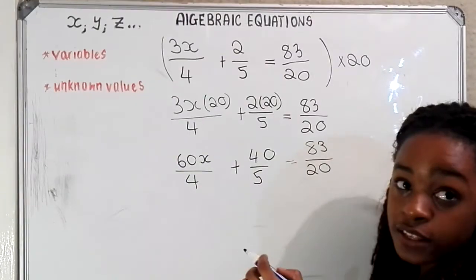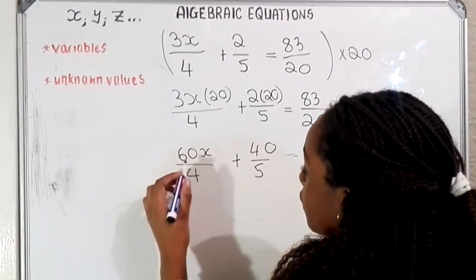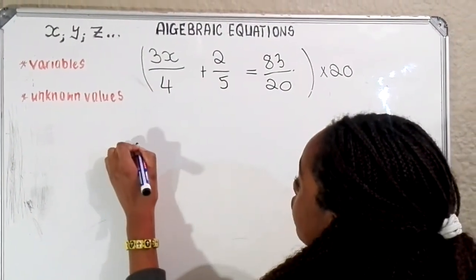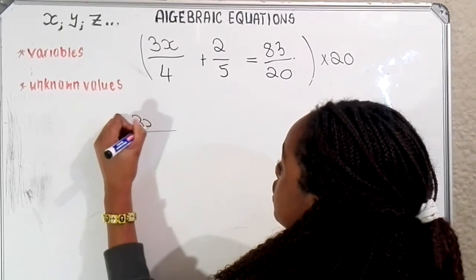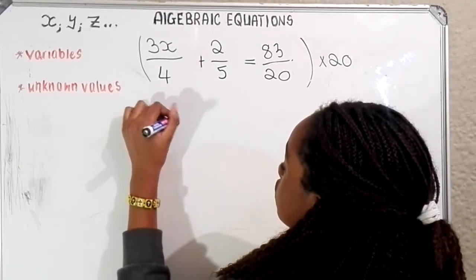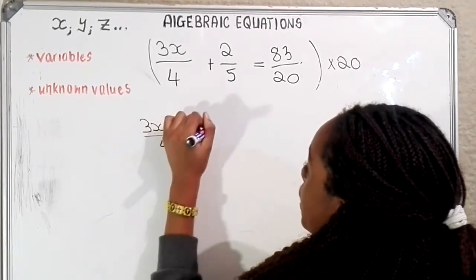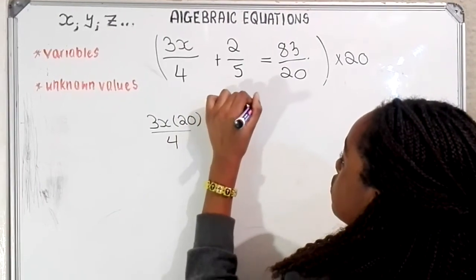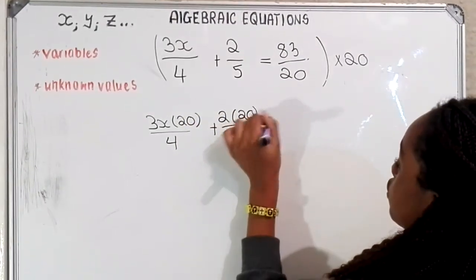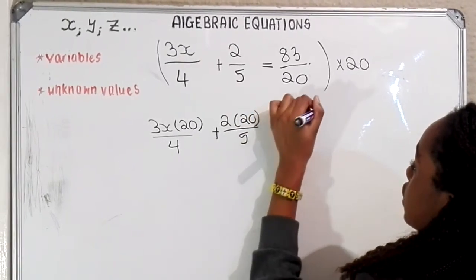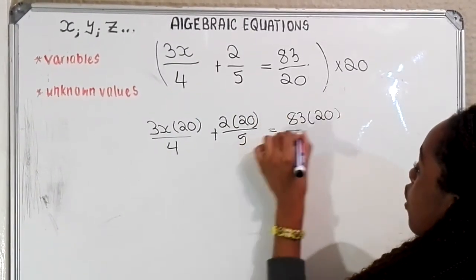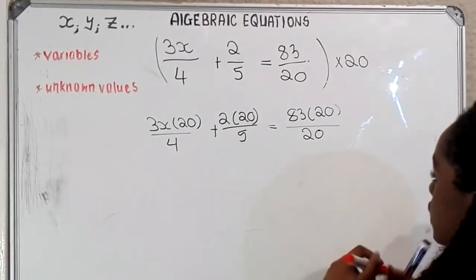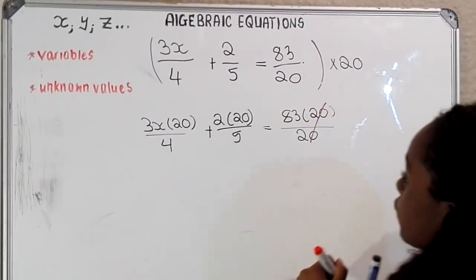And we can simplify this by, okay, let's distribute 20 into the fraction. So you have here 3x times 20 over 4 plus 2 times 20 over 5 is equal to 83 times 20 over 20, okay? So these 20s will cancel each other, okay? So you're left with 83.